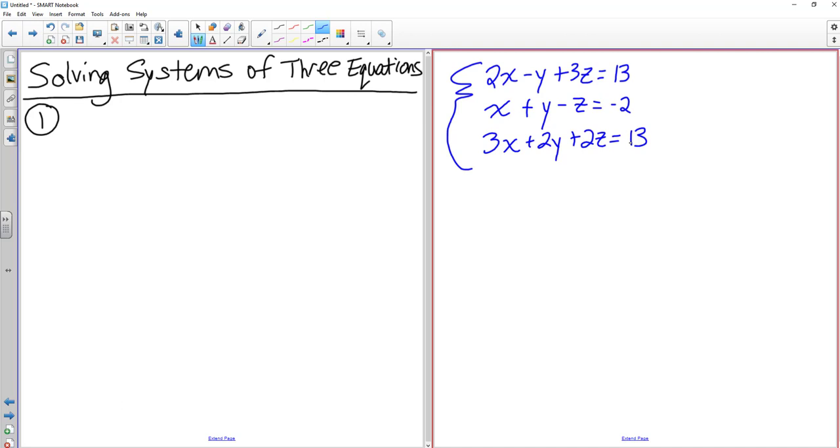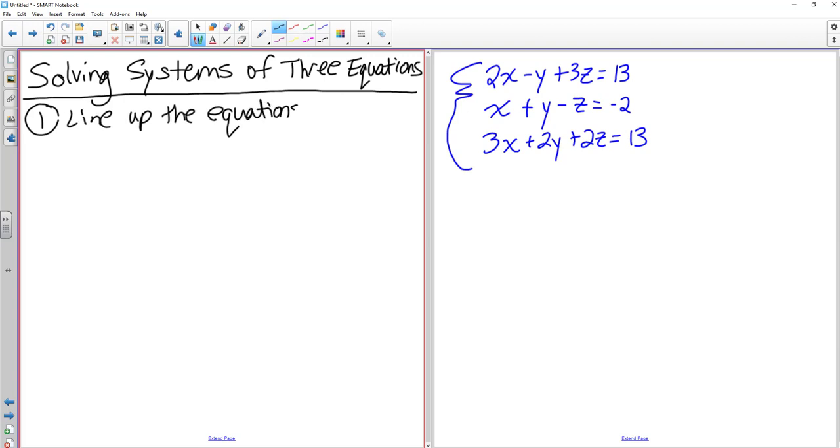So my first step is actually done for me. The first step is to line up the equations. What this means is it looks like ax plus by plus cz equals d. So just the x, then the y, then the z, equals the constant d on the other side. So just so everything's lined up.